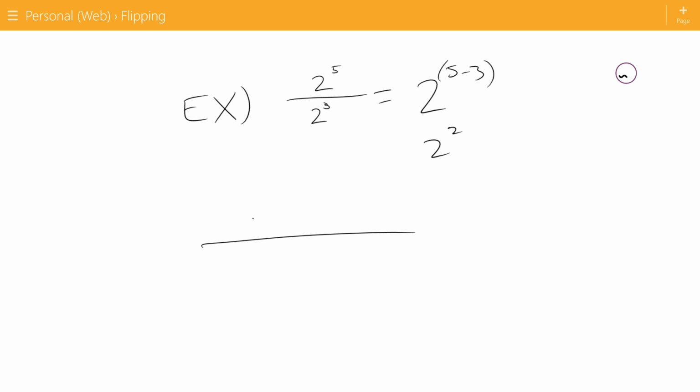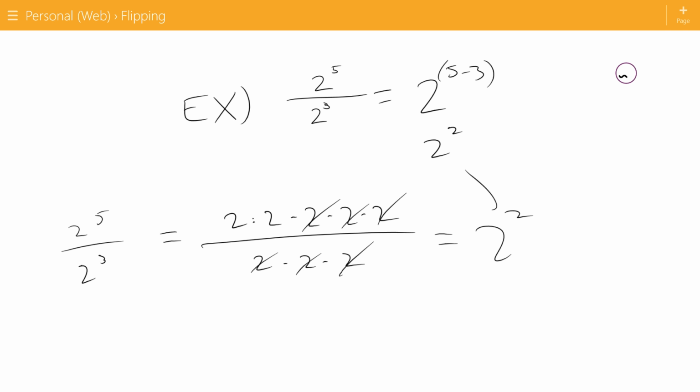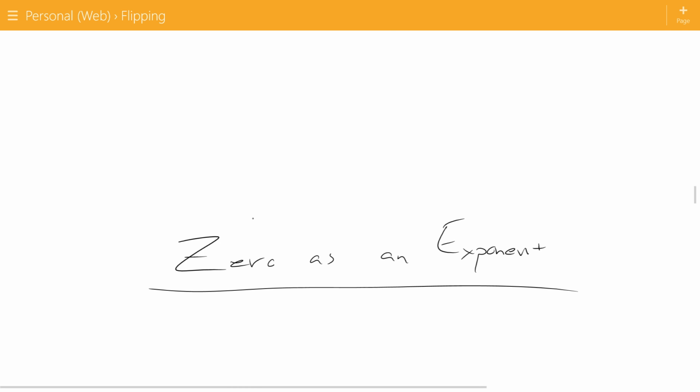If you think of 2 to the fifth, 2 to the fifth is really 2 times 2 times 2 times 2 times 2 over 2 to the third, which is equal to 2 times 2 times 2. You can eliminate one in the denominator for every one 2 that you eliminate in the numerator. I'm left with 2 times 2, which is equal to 2 squared, just as we saw a moment ago.